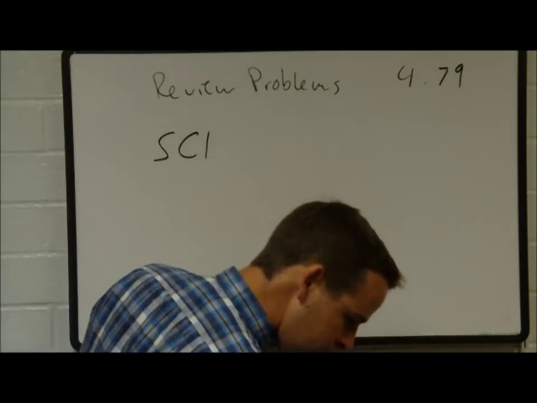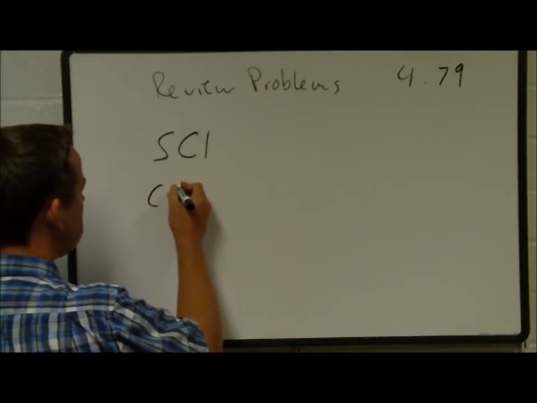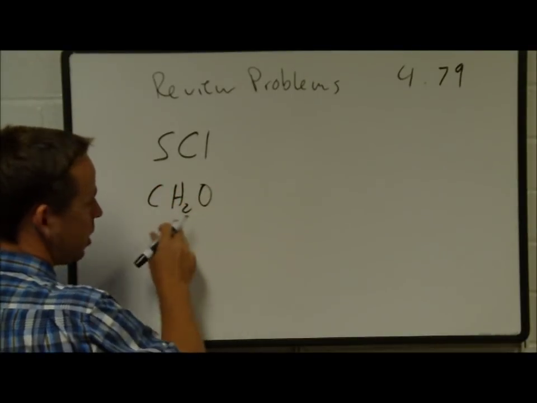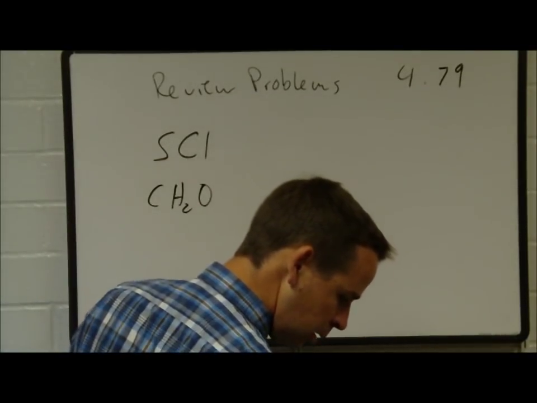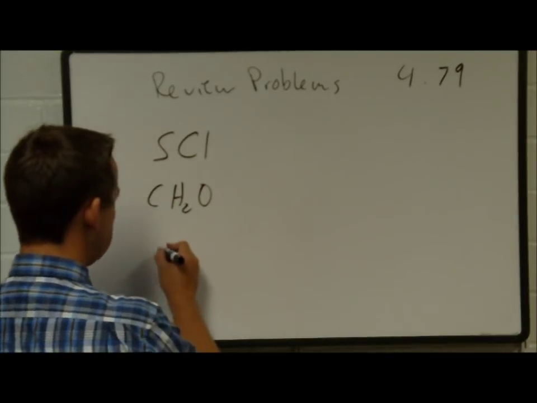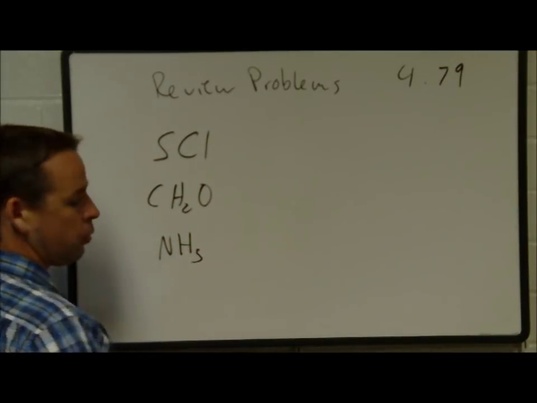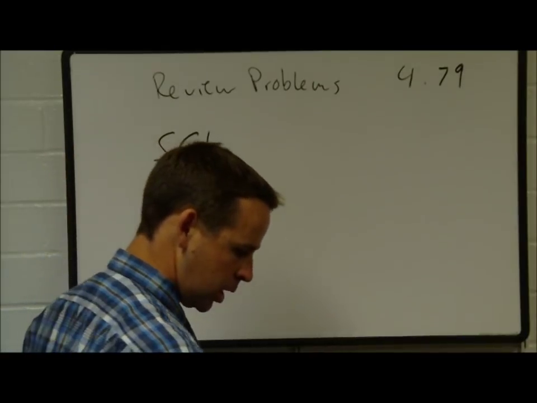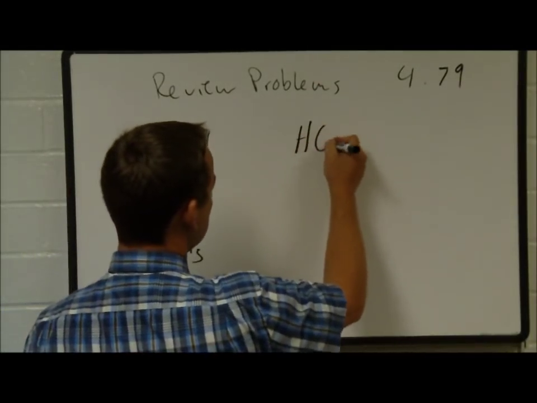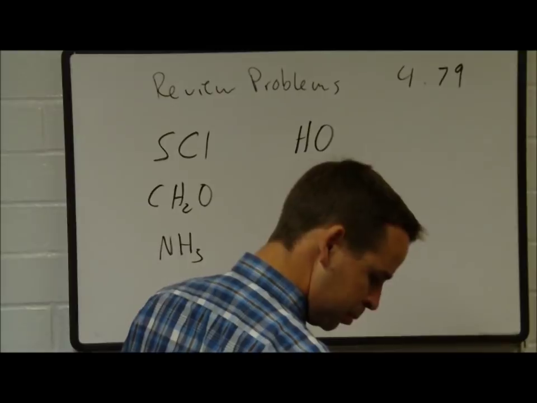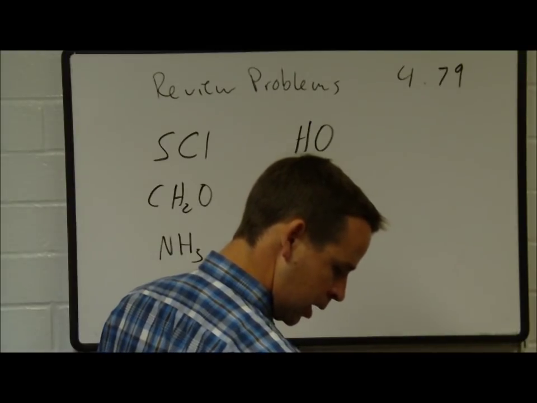B, C6H12O6, CH2O, right? Because we can divide them all by 6. C, NH3, that is the empirical formula. Can't get any simpler than NH3. H2O2, HO. All right? Oh, sorry, we skipped D.